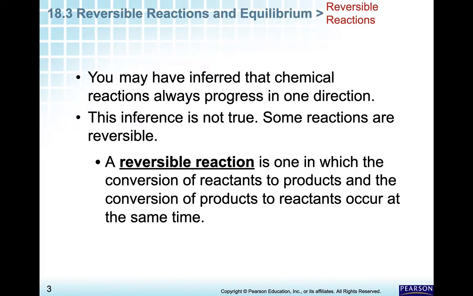Let's take a look at this. Up to this point, you may have just naturally assumed that chemical reactions always and only progressed in one direction, the forward direction in which you wrote them. But this doesn't have to be true. Some reactions are reversible. And if a reaction is reversible, that means that the change from reactants to products and the change from products to reactants can occur at the same time.